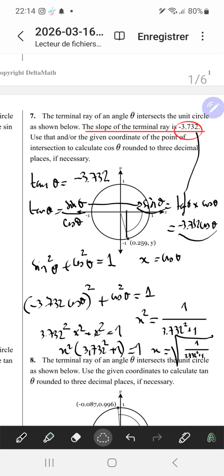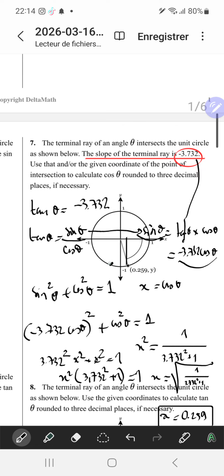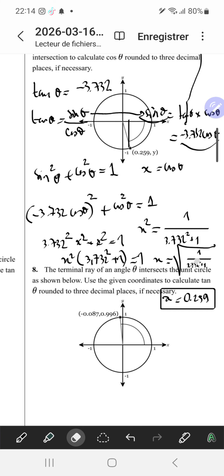That means that x equal to what? To this. This is the cosinus of theta. That is what they want, because if theta was here, the cosinus would be negative, so we would take the minus of the root square. But here it's clear that it is positive, so we take only one value, the positive one. Okay.